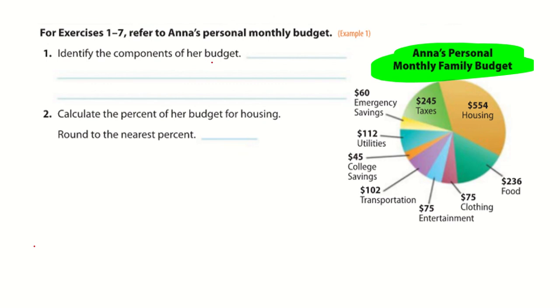Identify the components of her budget. All that means is just list out the categories. What are all the categories? For me, it's going to be hard to write them here. For you, it's easier. Housing, taxes, food. Basically, list everything out. There's 1, 2, 3, 4, 5, 6, 7, 8, 9 categories. Go ahead and list out all 9. That's going to be number 1.